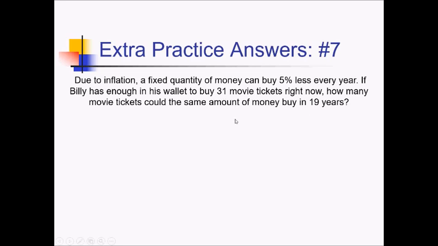So since we're going down 5% every single year, we can use the standard exponential model. There's no waiting period here, so we just have AB to the t. We're doing f of 19. That's the time we're inputting here. For the a value, we're starting with 31 movie tickets that we can buy right now. And we're going to multiply that by, let's see, if we're going down 5%, that's going to be 1 minus 0.05, so 0.95. And then for my exponent here, my t value, that again is going to be 19.